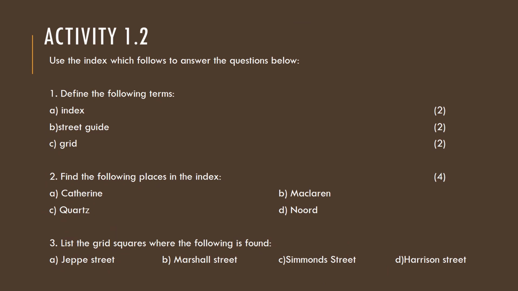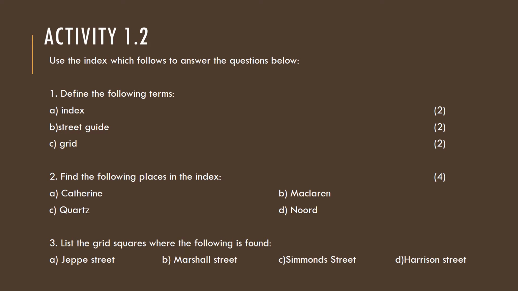And now there's an opportunity for you to just assess yourself if really you heard and understood what I was explaining with regards to using an index and a grid to locate places in a street guide. Activity 1.2. Use the guide which follows. In the following slide, there is a particular guide. You have seen it in the previous slide. You are going to use that index to answer the questions below.